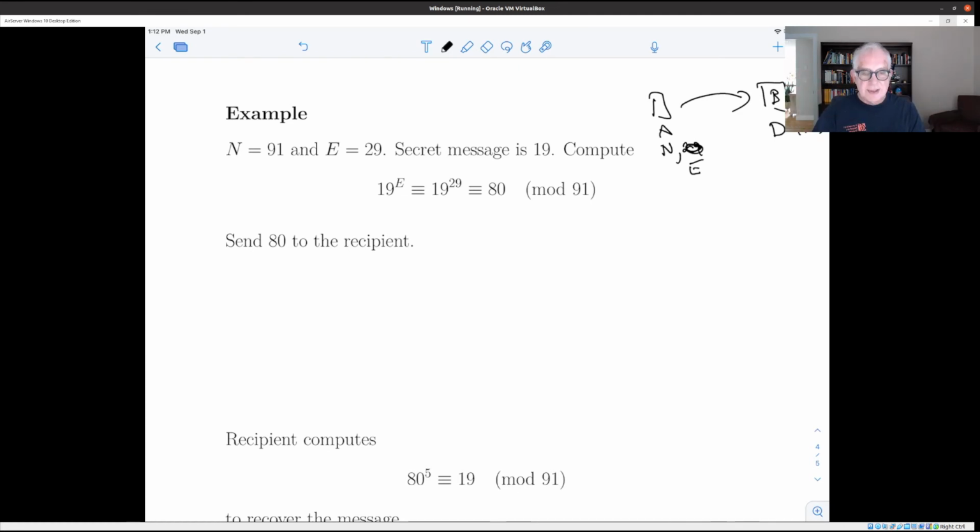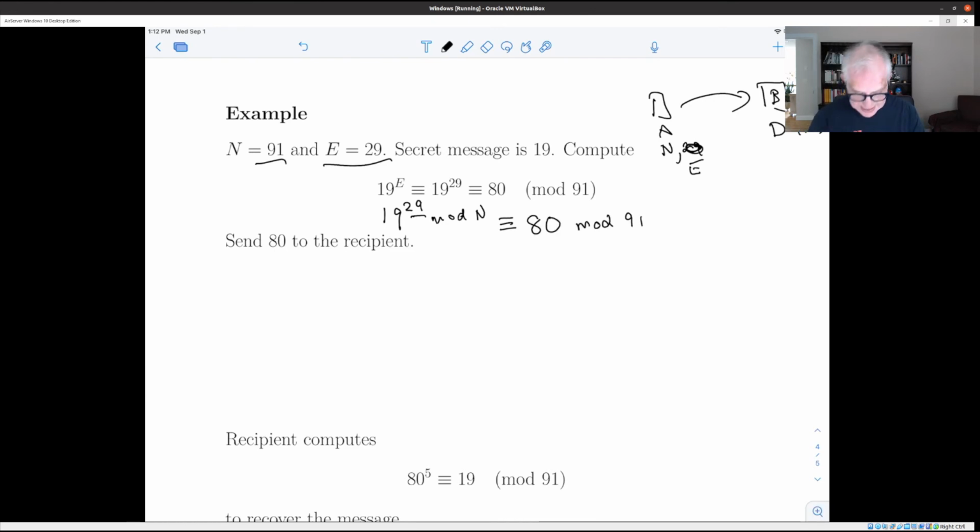And now, let's say that my secret message is 19. So I want to send 19 to B, and I don't want anybody to know what it says. So I look up the encryption key 29, and I compute 19 to the 29 mod N. So here I'm using only information that I know, namely N, which is 91, and the encryption key, which is 29. And it turns out that this works out to be 80 mod 91.